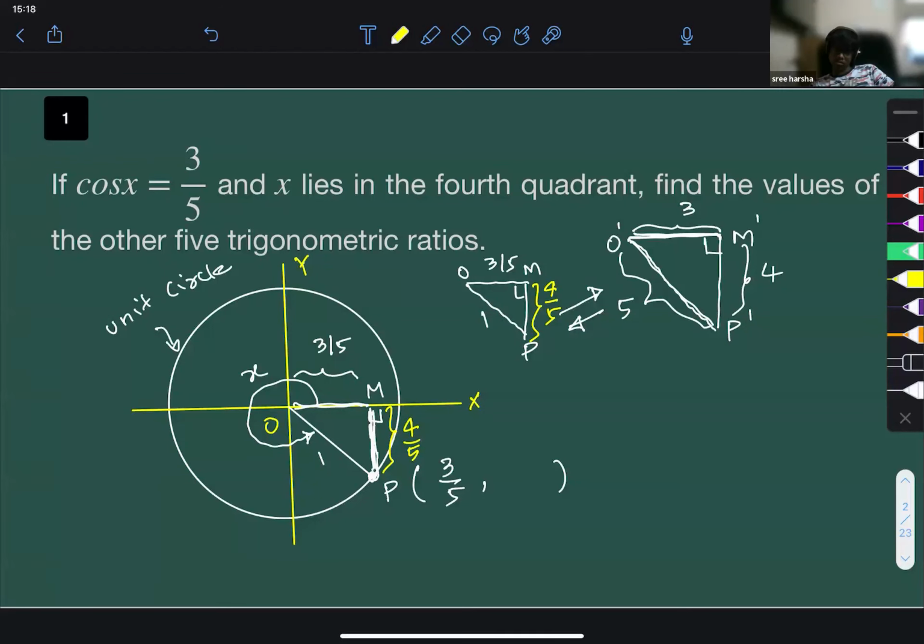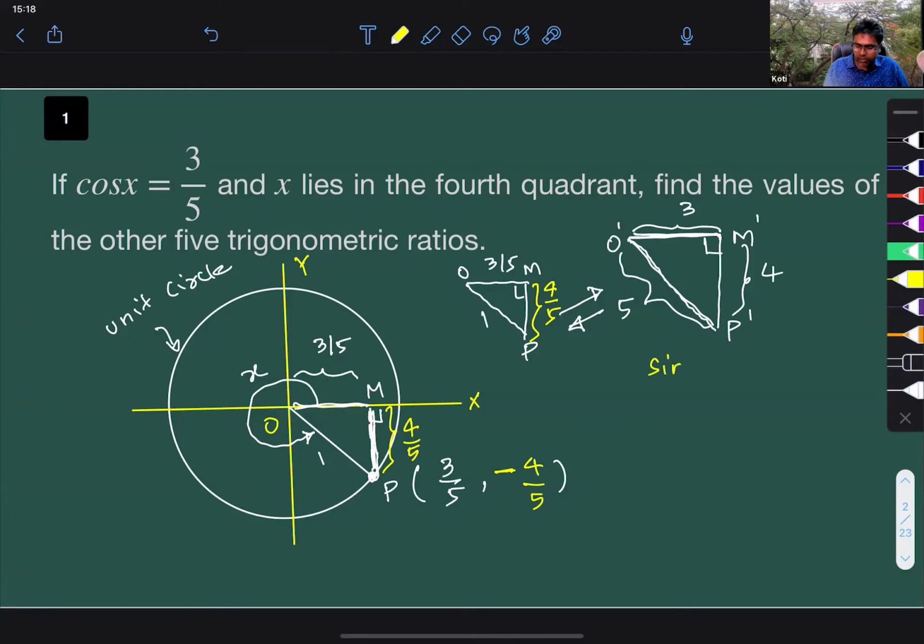Yes, but almost. The magnitude is 4 by 5, but I can't take my Y coordinate as 4 by 5. I need to take it with a negative sign. You get this? Okay, so with a negative sign, I need to take. So then I can say that here my sine x will be minus 4 by 5. Is that okay? My sine x will be minus 4 by 5.